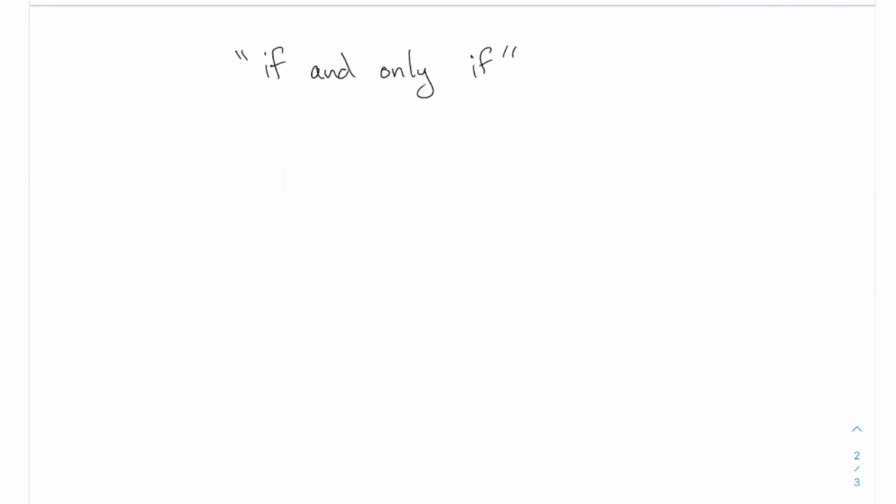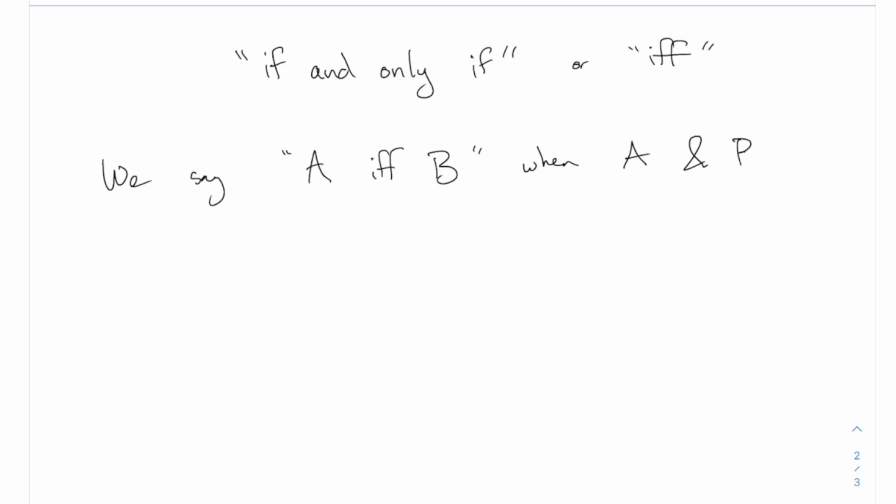This is sometimes written as if with two F's. When you see if with two F's, that means if and only if. This phrase has a similar meaning to the ordinary word if, but it means something a little bit more specific. So if I say something like A if and only if B, we say this when A and B are logically equivalent.